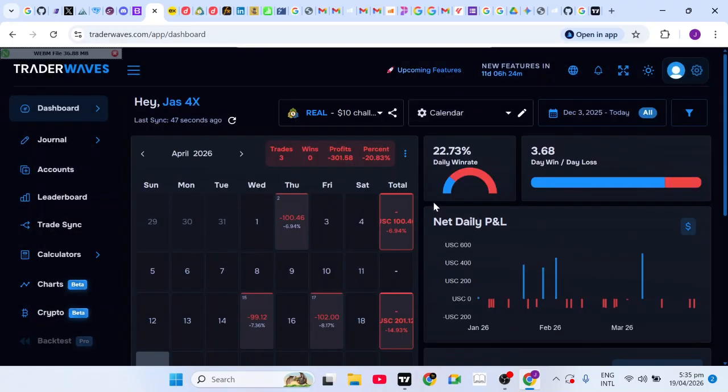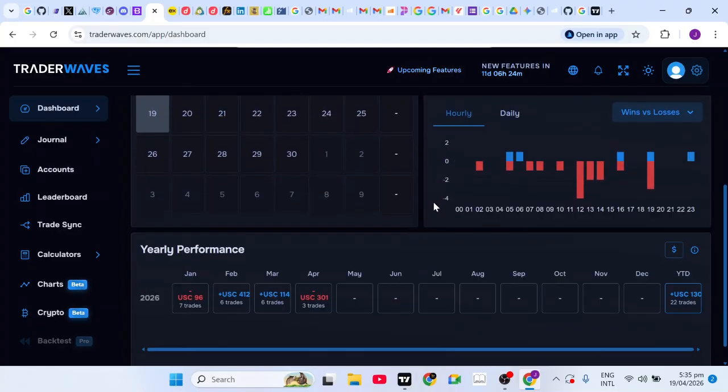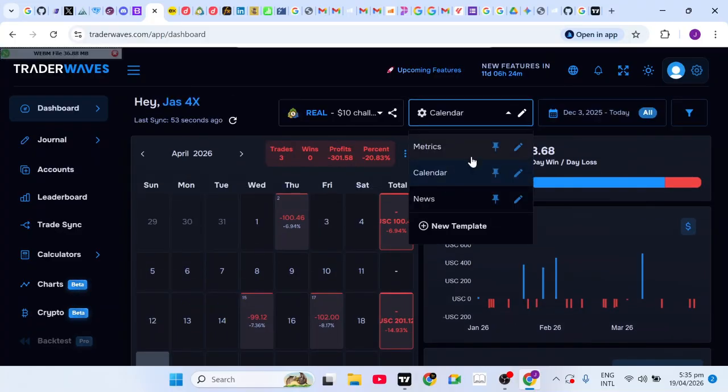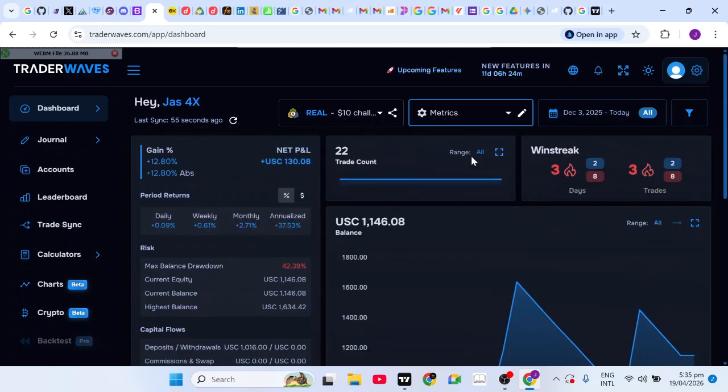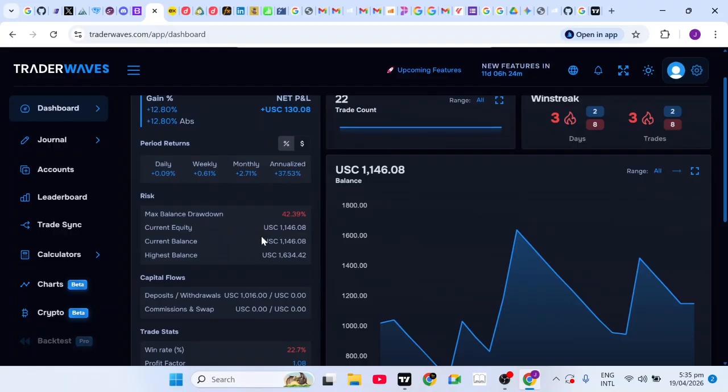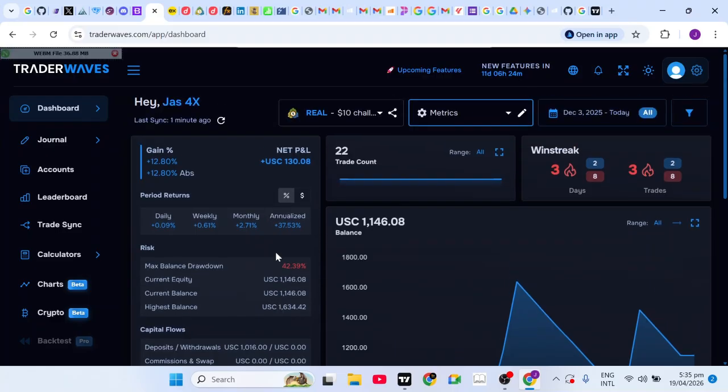So our PNL, where is it? I think I should change this to metrics, then we can see our PNL. Good. So this is our PNL so far. Net PNL, we have made only 130 cents, which is about $1.3. So this is our current balance in the account, 1,146 cents, which is $11. So that's what we've done so far. 22 trades taken.